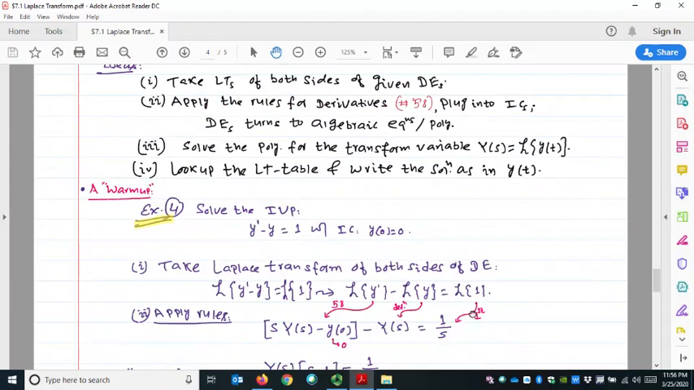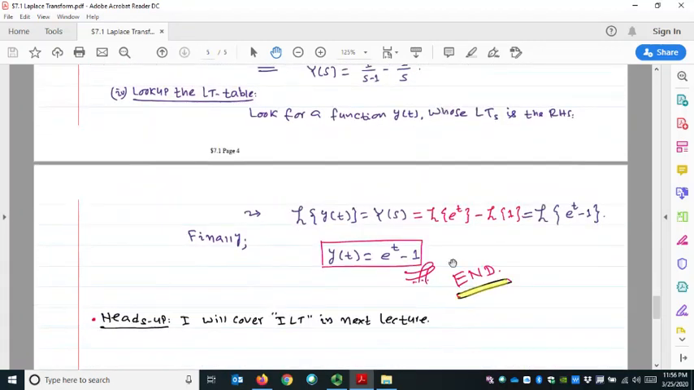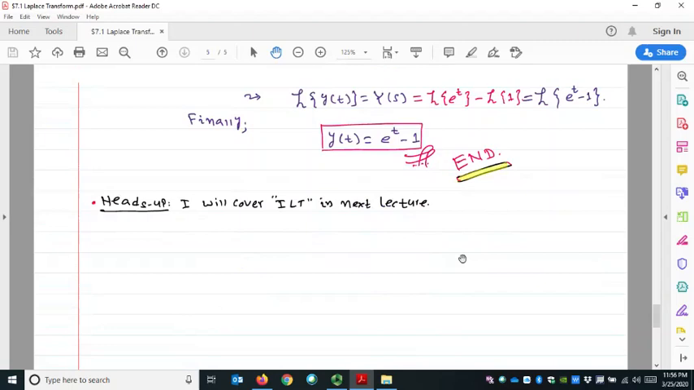Great. So we end this section. So in the next section I will cover the inverse Laplace transform. So thank you.